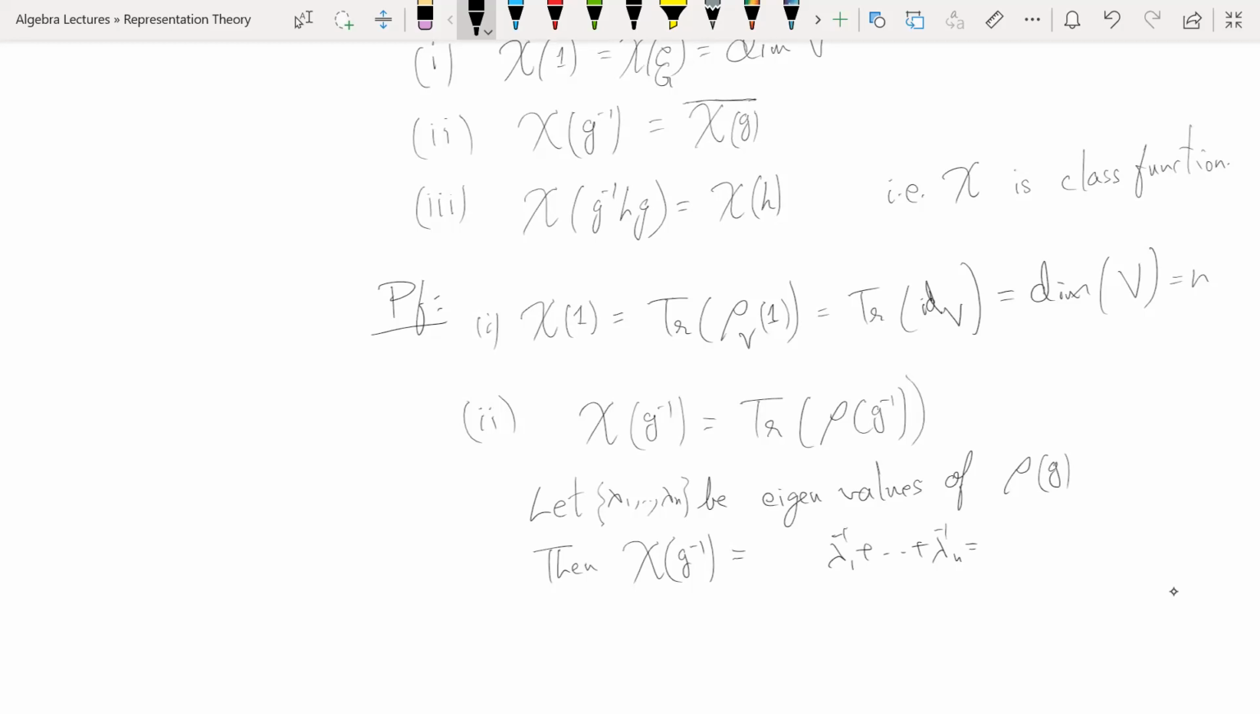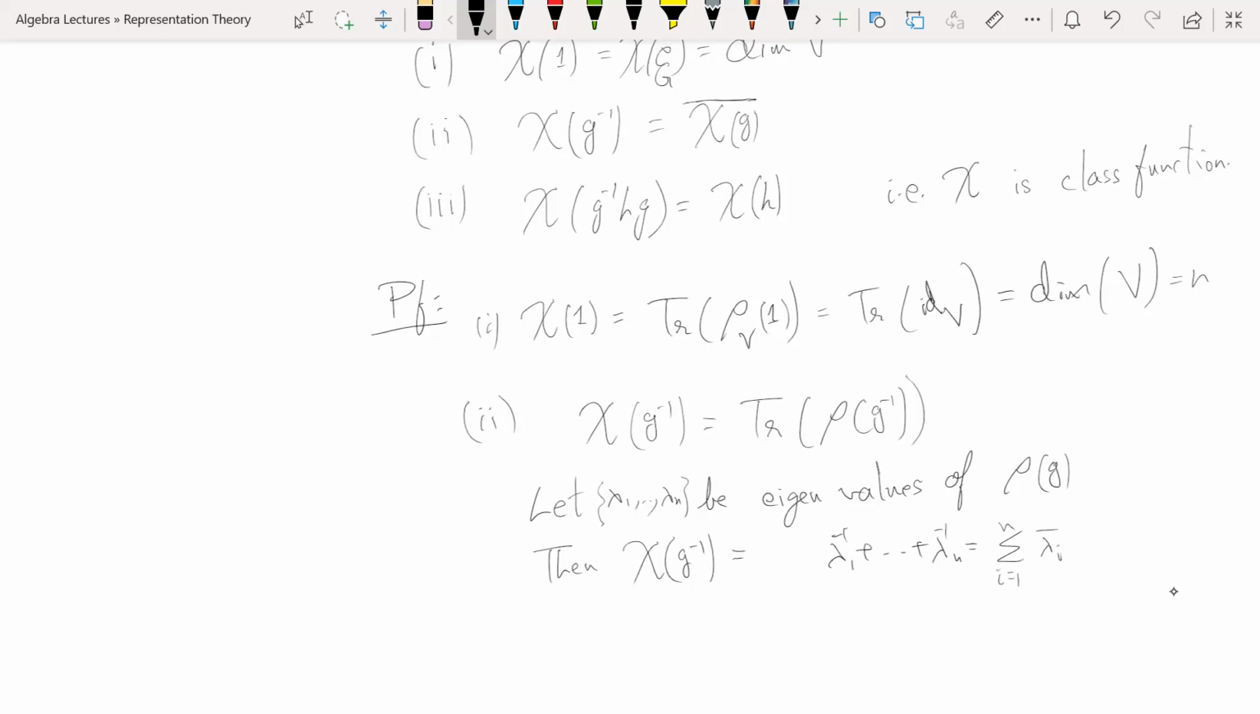So all the eigenvalues of rho g are roots of unity. So these are at least on the complex unit circle, but anyway, we know it's actually roots of unity. So the lambda i's are roots of unity, so lambda i inverse is just the conjugate. So this is the same as the summation of lambda i bar, i equals 1 to n.